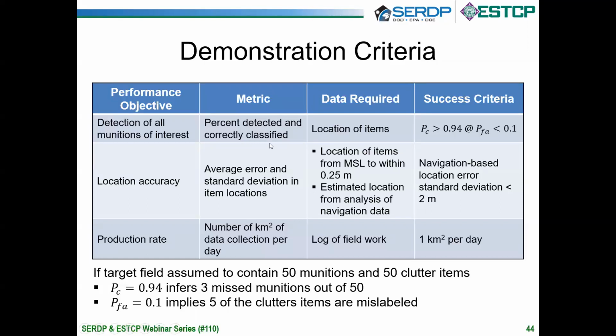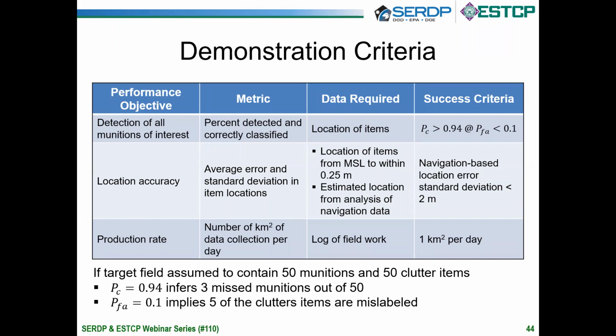The data requirements for each of the performance objectives are listed, and then off of this chart, really the principal thing is what is the success criteria? And for us, the success criteria, and this is in the document, is you want to have a probability of correctly classifying a target of greater than 0.94, while you have a probability of false alarm less than 0.1. And we want to achieve up to a kilometer per day of survey size so that you can cover a fairly large area in a day.